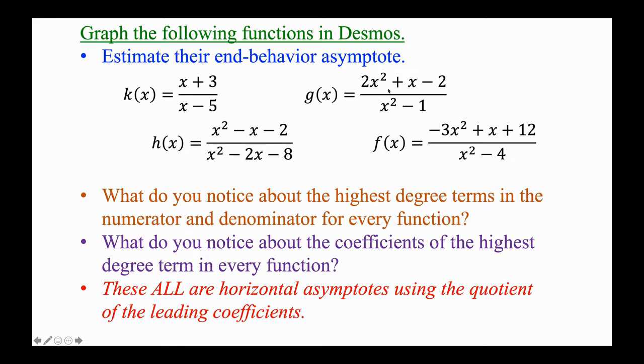Look at g of x. You see how their degrees are both 2? Well, if you take 2 divided by 1, you get an end behavior asymptote of 2. Look at h. The degrees are the same, 2 over 2. So then it's just 1 over 1 for your end behavior. Lastly, in f of x, again, the degrees are 2. So you do negative 3 divided by 1. So your end behavior asymptote is the horizontal line y equals negative 3. So you don't have to do any work.